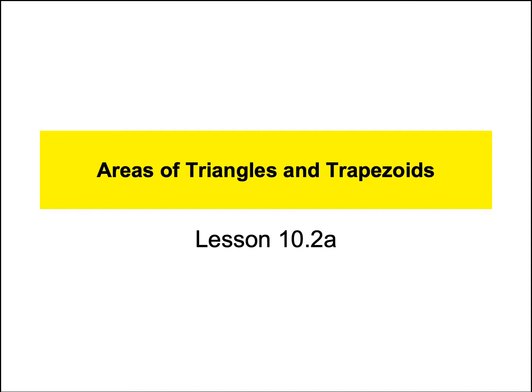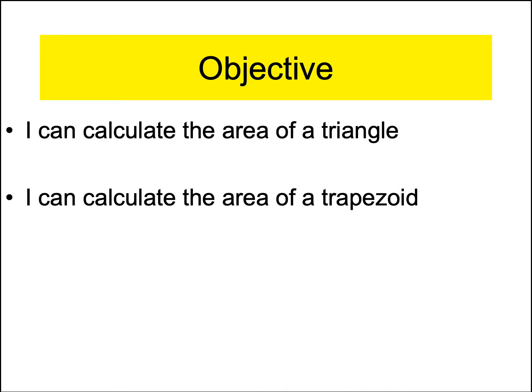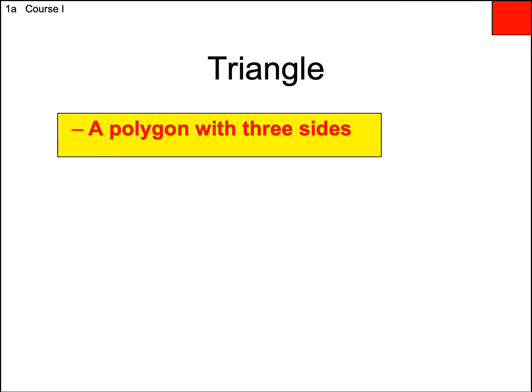Okay, today we're going to be doing areas of triangles and trapezoids. Areas of triangles and trapezoids. Here we go. Two objectives: calculate the area of a triangle and trapezoid. We've talked about triangles before in the previous chapters. Let's see, a triangle was a polygon with 3 sides. Hey, there's one right there.